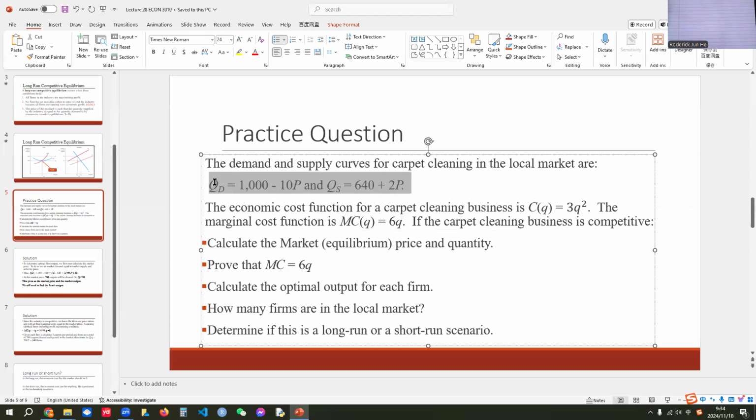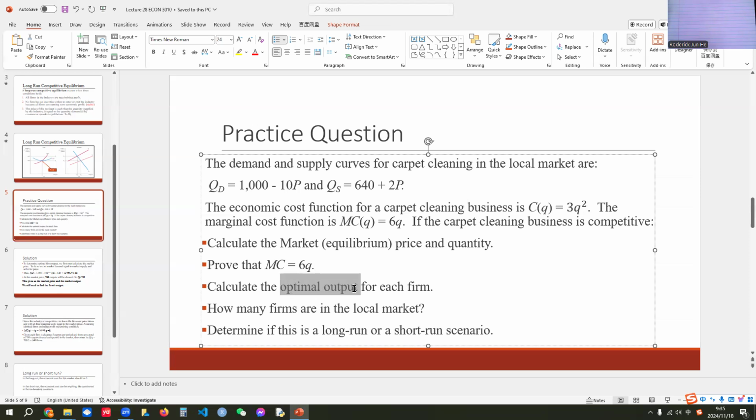This was taught in module one. We need to find the intersection point between these two lines, basically solving this system of equations for two unknowns, P and Q. Then it is given the cost function, and it is asked to solve marginal cost, which is the derivative. And the third one, calculate the optimal output for each firm. This is a narrative that you should be familiar with.